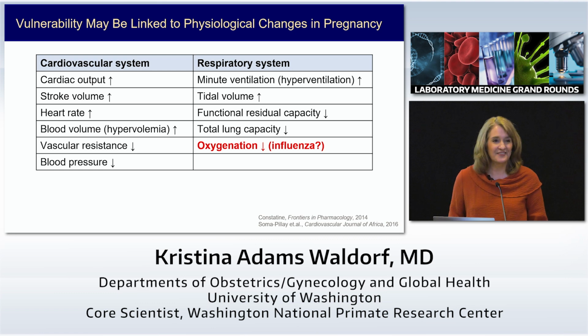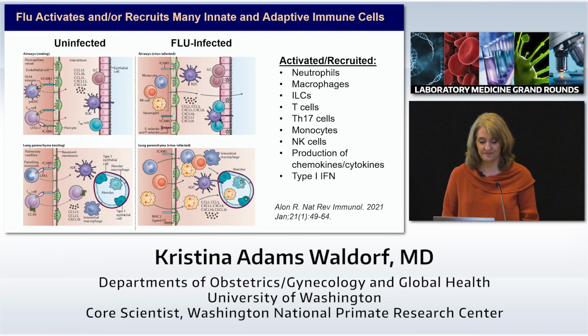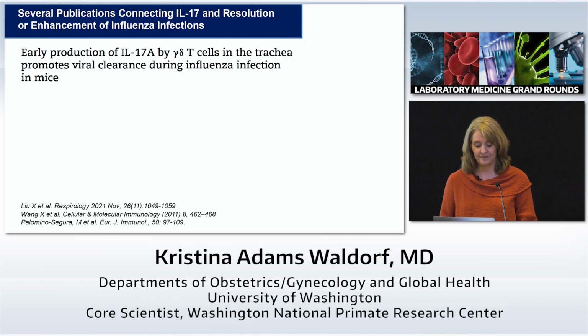And in pregnancy, lots of things change. So we need to find some way to measure this in a much better way, especially oxygenation. The other thing that flu does is it activates and recruits many innate and adaptive immune cells. So we need to look at this with really broad strokes. And these are just some of the potential immune cells that can be changed and might be responsible for differences in pregnancy disease pathogenesis.